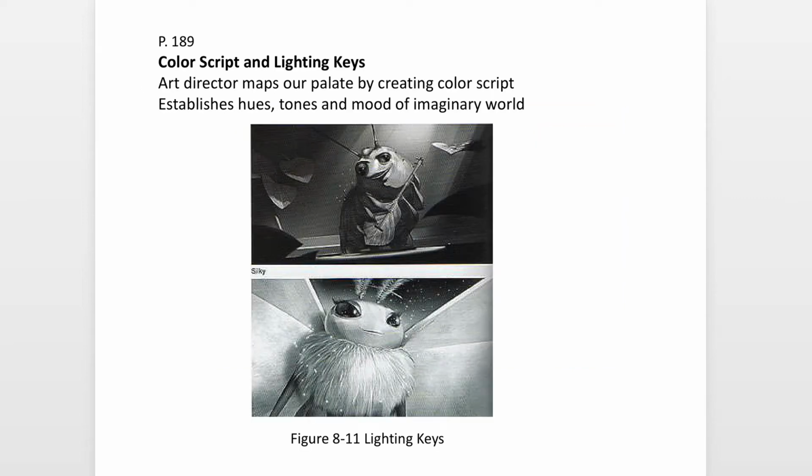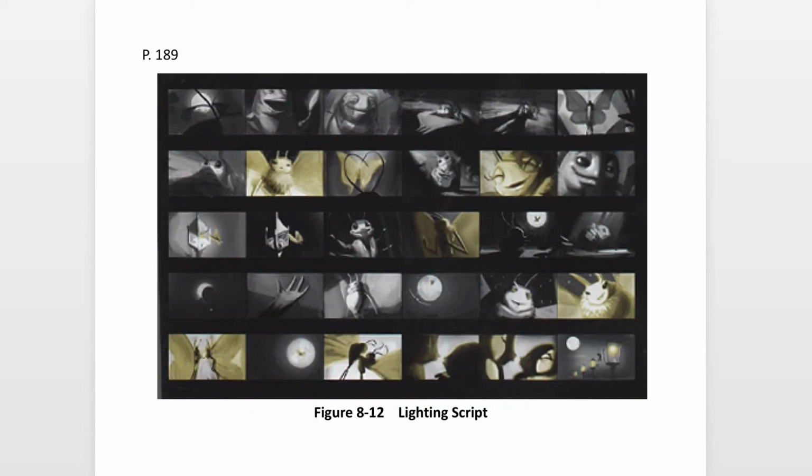Page 189, color script and lighting keys. Here the art director maps out a palette by creating a color script, establishes the hues, the tones, and the mood of this imaginary world, as you'll see in figure 8-11. These are lighting keys to show how the objects are to be lit. Figure 8-12 shows us a more complete lighting script of how lighting should be affected on the characters.